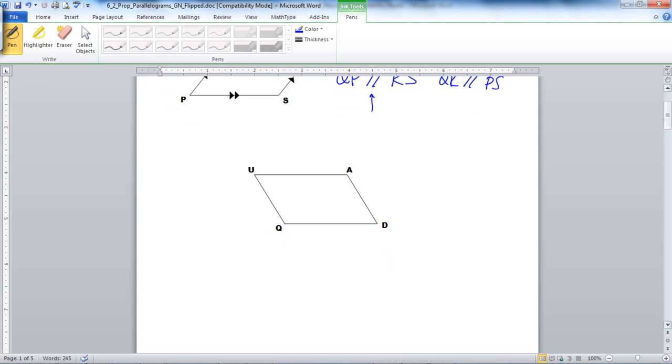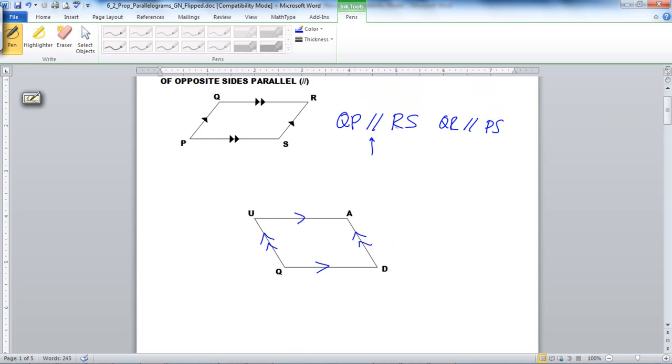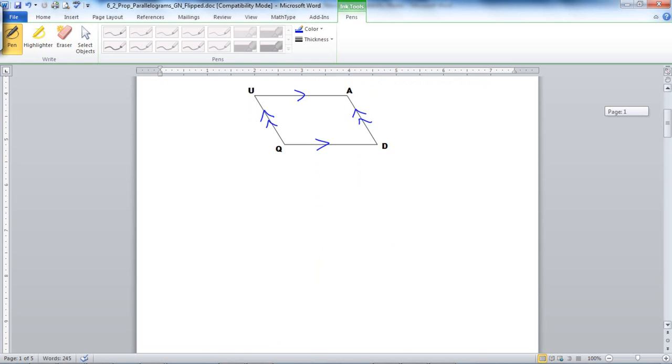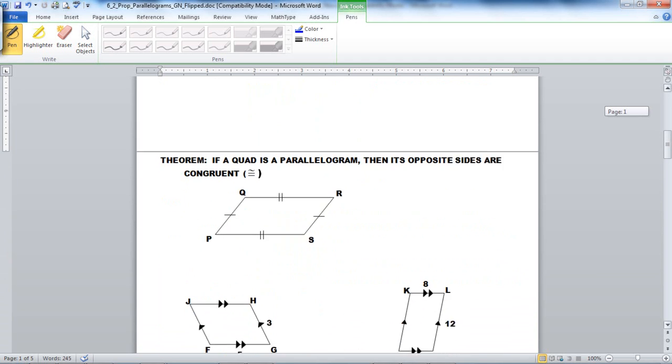So if we look at this figure right here, another way we can show parallel on the actual figure is, I can say UA is parallel to QD, and I'm going to use a different one because I know that these are not parallel. QU is parallel to AD. So you can either write it out with the symbol between the two, or you can put the arrows on the lines there showing opposite sides are parallel. So that's the first part of a parallelogram. The opposite sides are parallel.